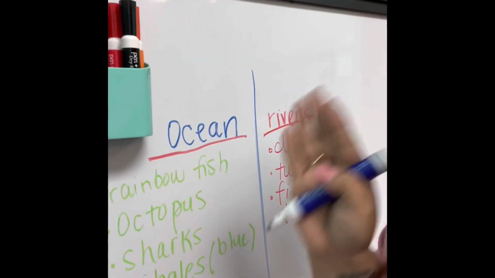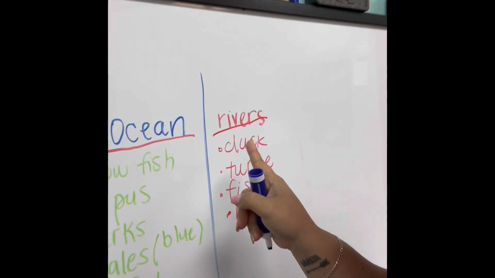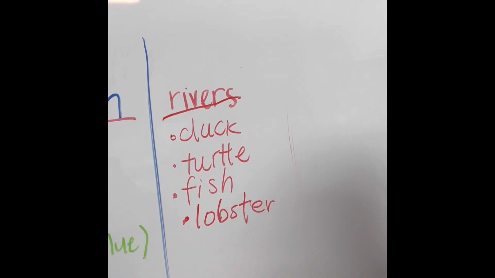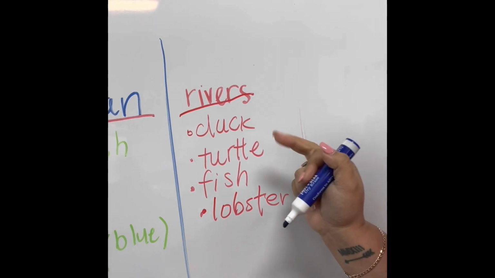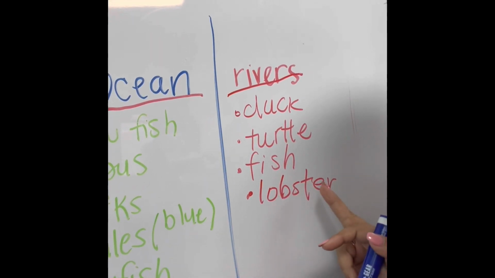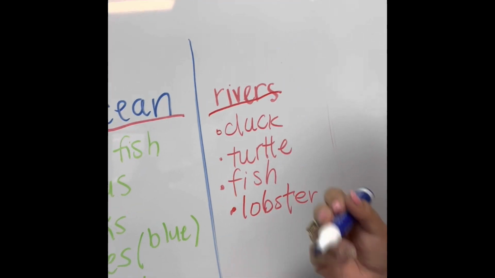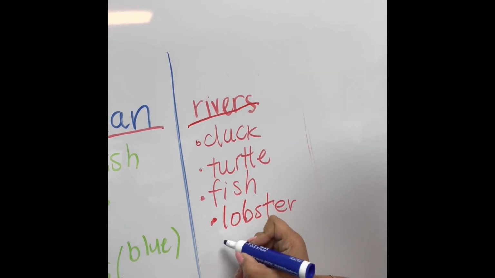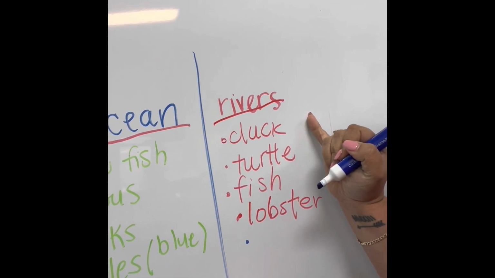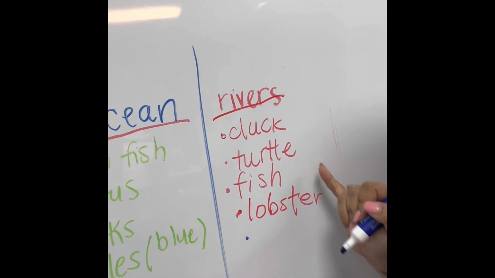And okay, here we go. Why don't we look at them? We've separated them into two categories. So we have oceans and we have rivers. So on our river side, we wrote all of these. Why don't we say them together? Ready? Duck, turtle, fish, and lobster. What's something else that you remember from the story? And then we can write it down. Think about it. We saw all these, like I said, duck, turtle, fish, lobster.